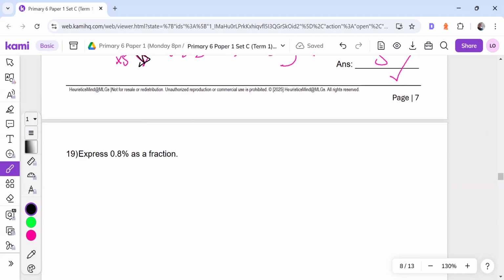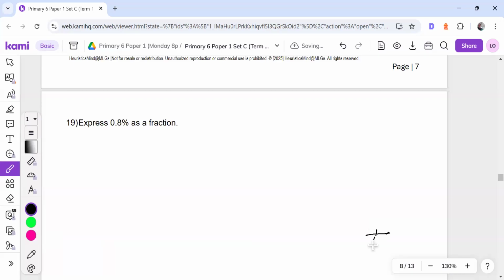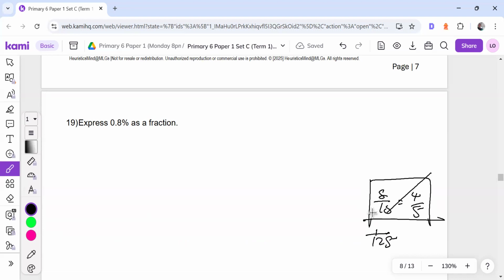Question 19. You have a mistake for this. Again, you never learn your lesson. So what's the fraction? 1 over 125. So did anybody get 8 over 10 and then simplest form 4/5? Is your answer this one? If your answer is this one, you are tricked already. Okay, why are you tricked?